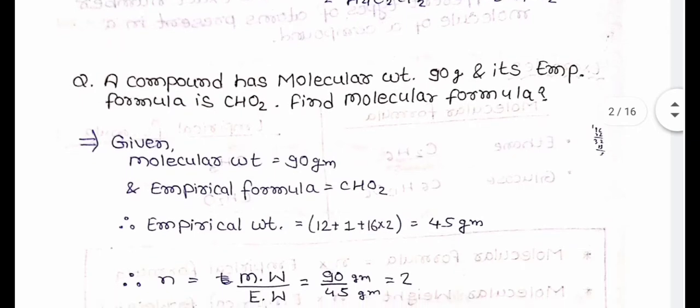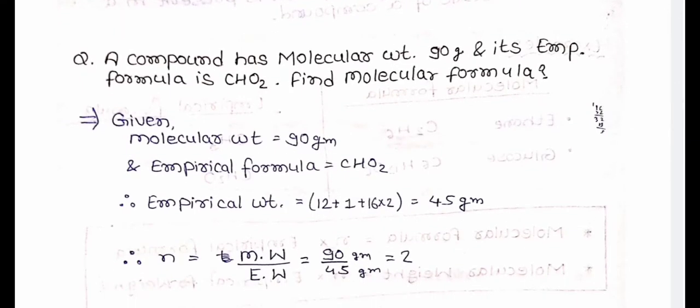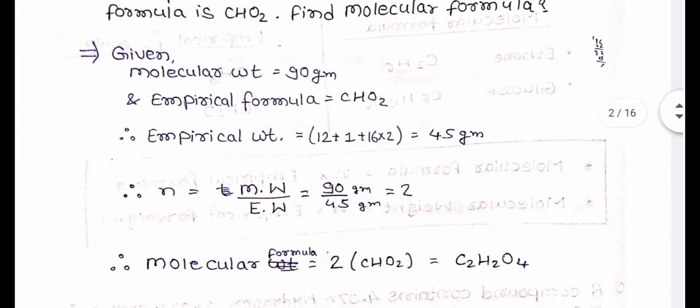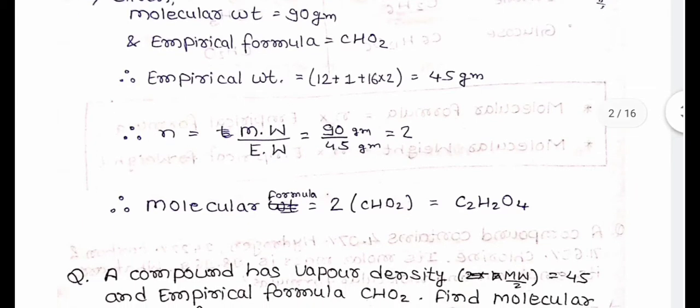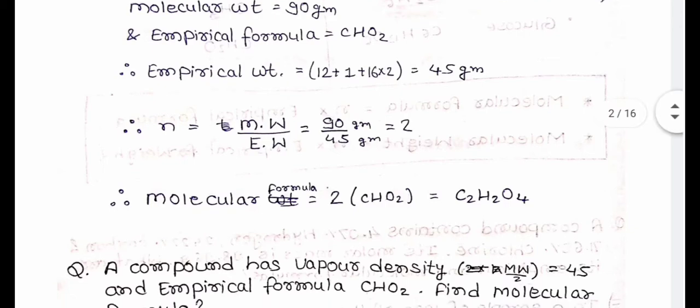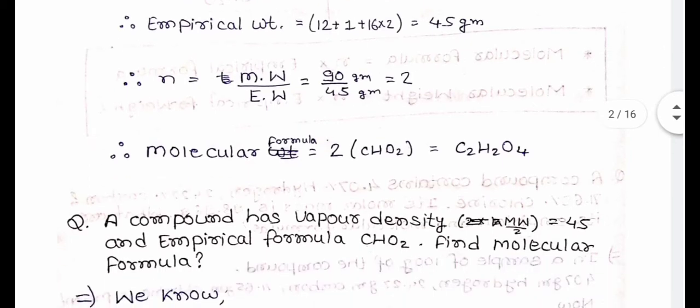Now another question is there. A compound has molecular weight 90 gram and its empirical formula is CHO2. Find the molecular formula. Given molecular weight is 90 gram and empirical formula is CHO2, therefore empirical weight is 12 plus 1 plus 16 into 2, which is 45 gram. Therefore n is molecular weight divided by empirical weight, 90 by 45, which is 2. Therefore molecular formula is 2 times CHO2, which is C2H2O4.